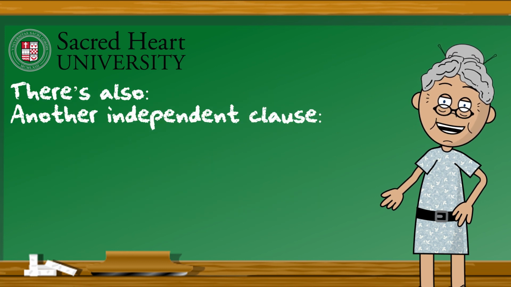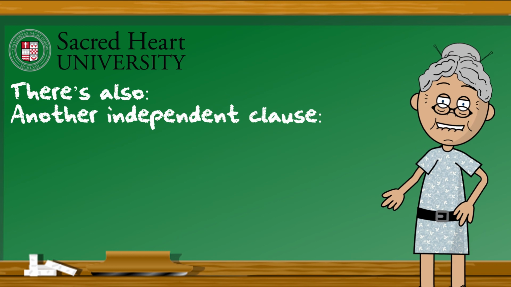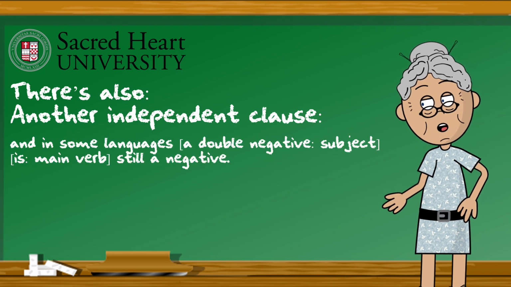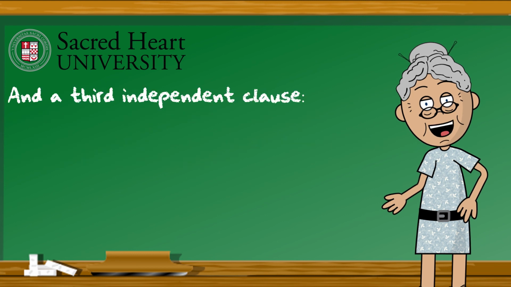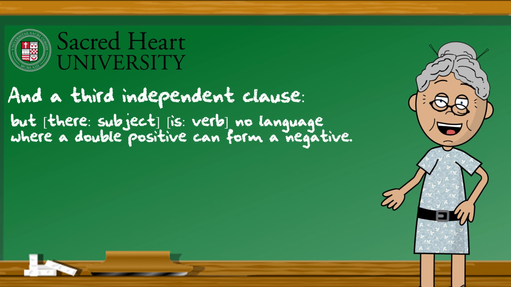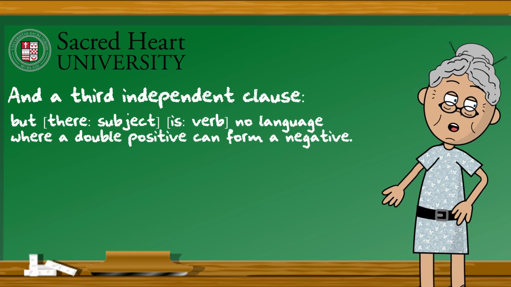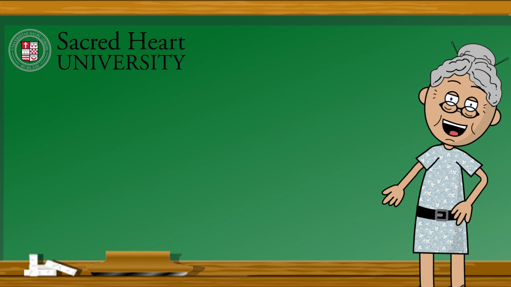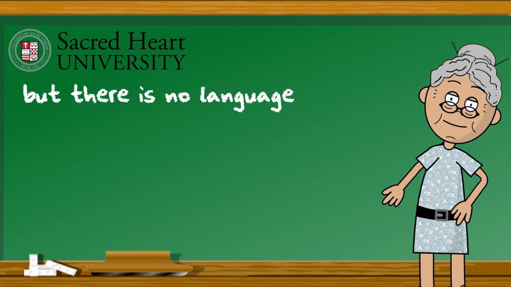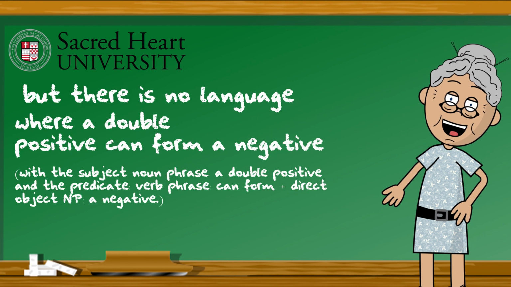And there's also another independent clause, and in some languages, a double negative is still a negative. And a third independent clause, but there is no language where a double positive can form a negative. Again, this independent clause has another clause embedded in it, the independent clause, but there is no language where a double positive can form a negative. But we won't trouble ourselves too much about that right now.